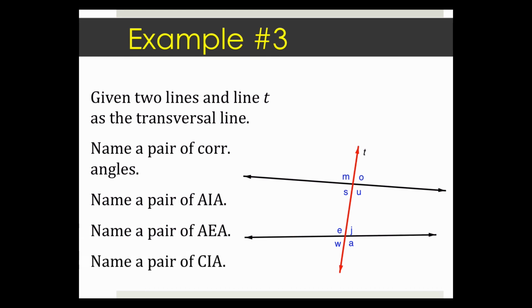And the CIA, Ashley? U and J, and S and E. Well done, golf clap. And I probably neglected to include the CEA. Mary, which ones are the CEAs? M, W, and O, J. Well done, golf clap.